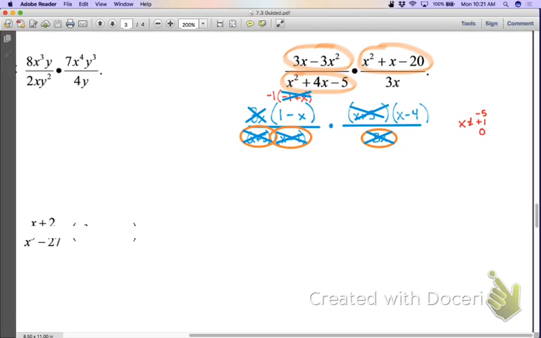So then, is there anything else that I can get rid of? Do I have anything left on the bottom side? What's the only thing I'm left with on the top side? A -1 and an x minus 4, right? So I'm just going to write -1 times x minus 4, where x cannot be -5, 0, and 1.